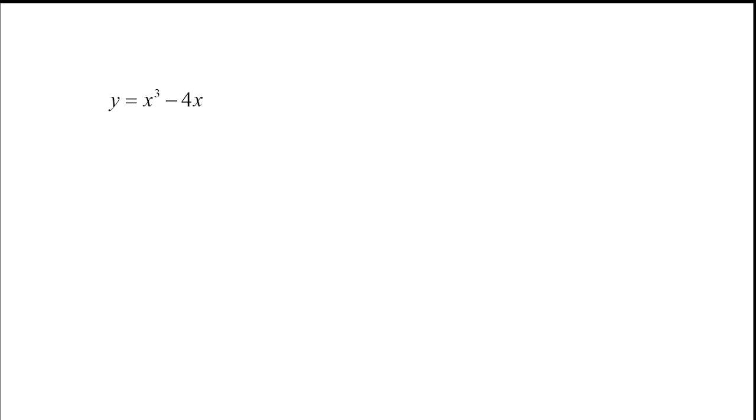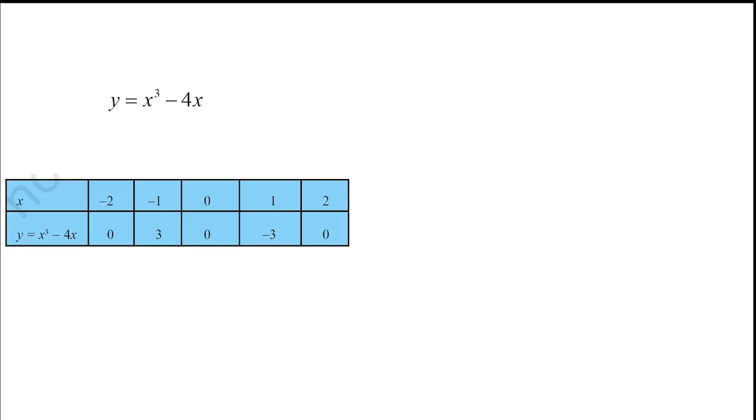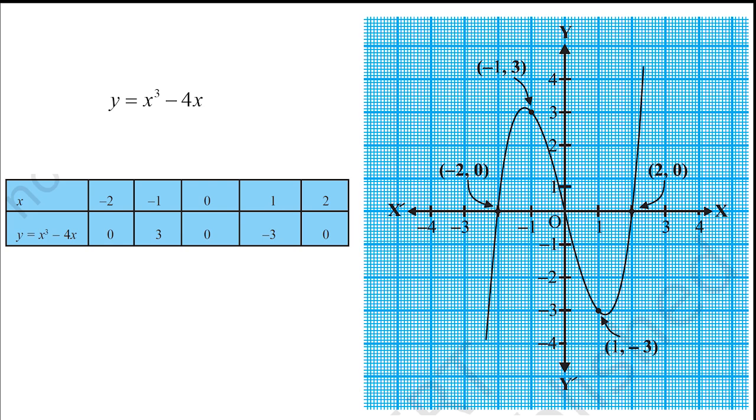See, first example is x cube minus 4x, and we can take any values for x, and after substituting we will get the values of y. And look at the graph. Here I'm not explaining how to find the location of the points. I drew the graph also. So here what we are going to see is the zeros of the polynomial. We know that zeros means where the graph crosses the x-axis. So look at the graph, 3 points we can see, and these three are the zeros of the polynomial.